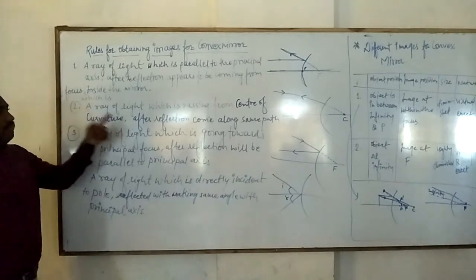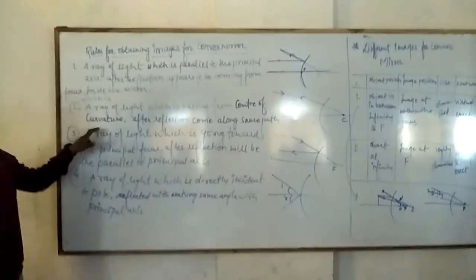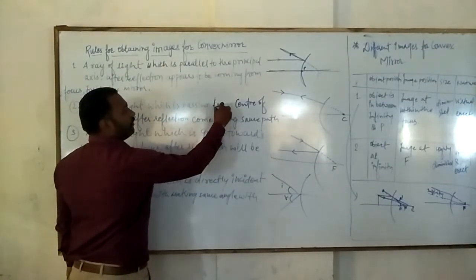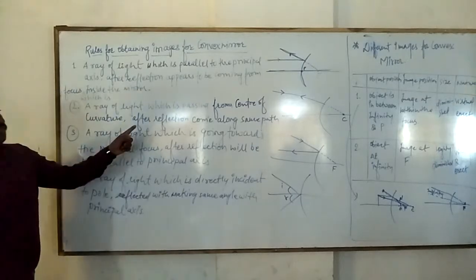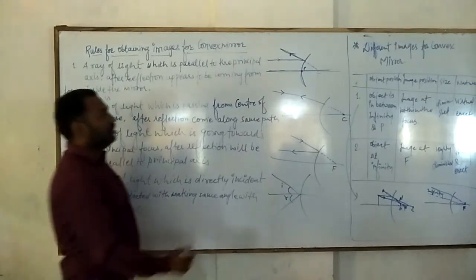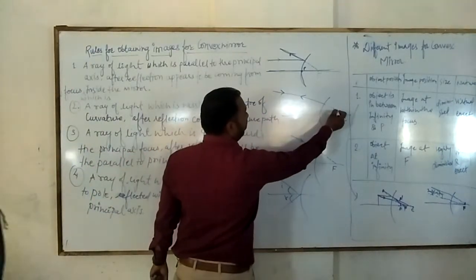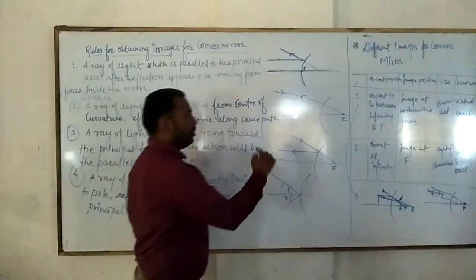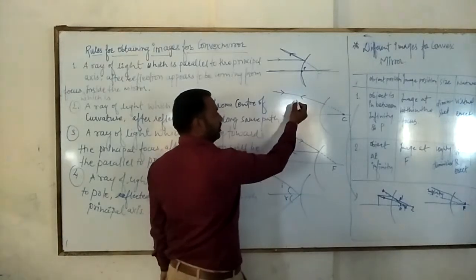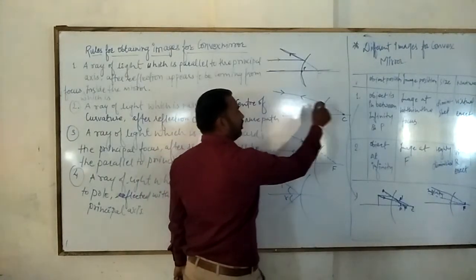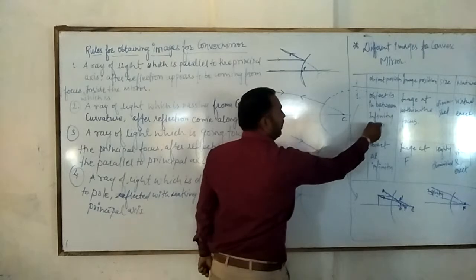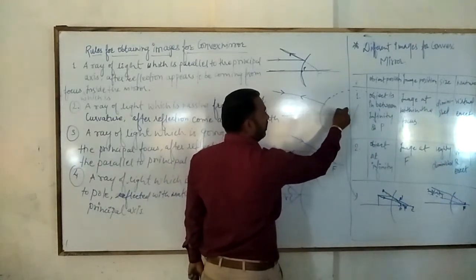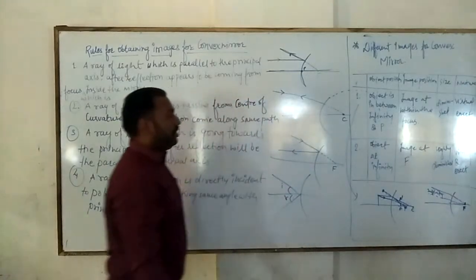A ray of light which is passing through the center of curvature, after reflection comes along the same path. So this is the center of curvature light, and after the reflection it comes along the same path. Why are we showing this in this manner? Because it is a spherical surface, and the center of curvature means the center of the sphere.